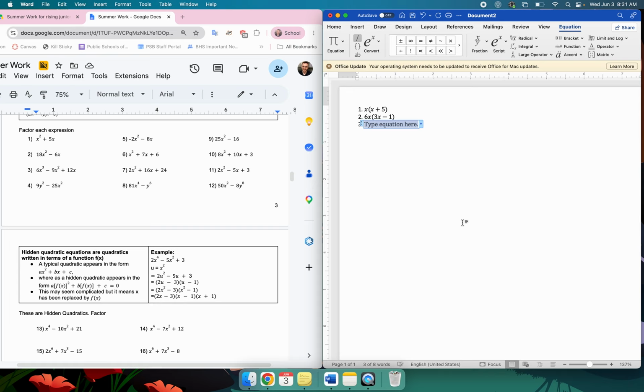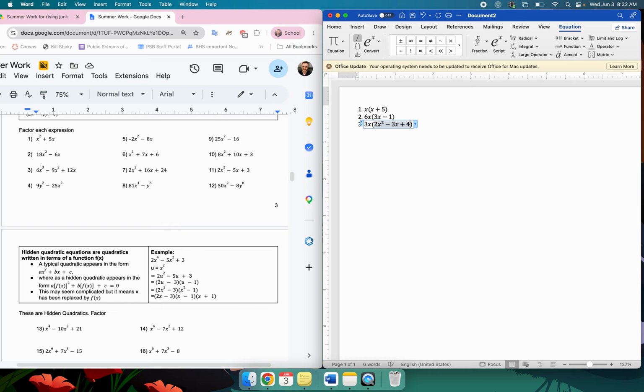Number 3. First of all, I noticed that there is a common factor between all three of these terms. If I look at the coefficients, 3 divides all three of those coefficients, 6, 9, and 12. So I'm going to pull out a 3. Also, there's an x in all three terms, so I'm going to factor out an x, and we'll see what's left over. That's going to leave me with 2x squared minus 3x plus 4.